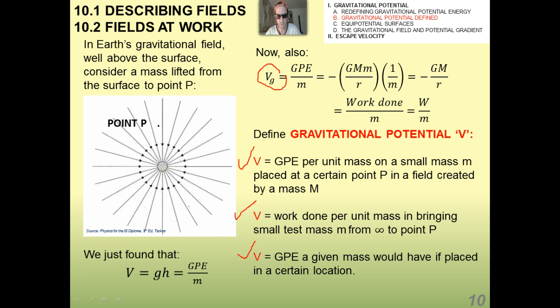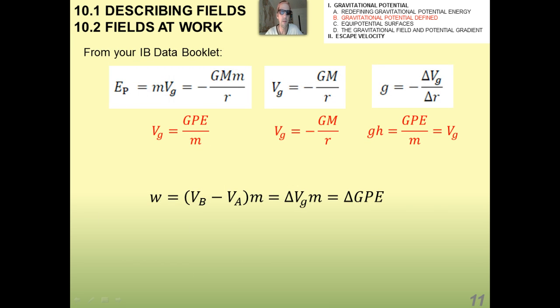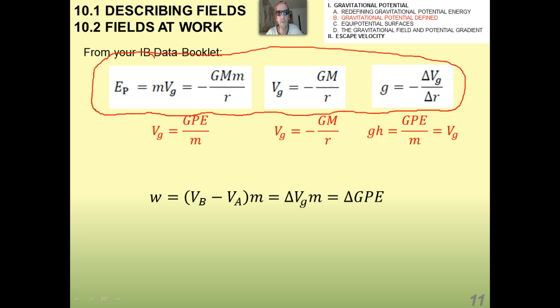Is this all starting to make sense for you guys? The gravitational potential is defined everywhere, but it is a scalar quantity. It does not have direction. Super important for you to realize that. From your IB data booklet, we get these expressions. Your IB data booklet gives it to you in these ways. This is exactly what I just came up with for you, if you compare the nomenclature of the IB to the nomenclature that I just introduced. Do you see it?